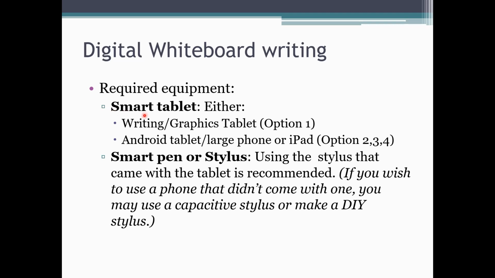The smart tablets are of two types. The first one is the writing or graphics tablet. These are the type of tablets that are specifically for writing and drawing. The other type is just regular tablets like Android tablets or iPad. Even large phones will qualify. And the smart pen or stylus usually comes with the tablet.